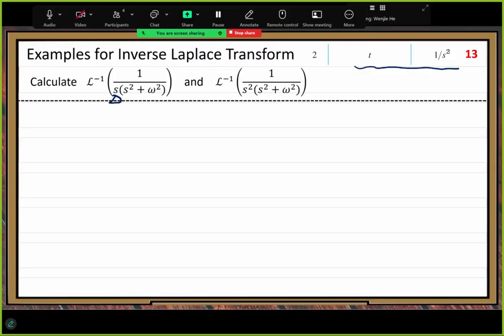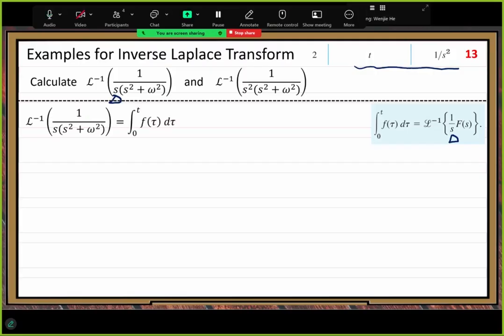Here we need to calculate these two. But when you have that division by s, you can connect to the previous formula. You can see this is 1 over s. So you need to find a capital F, capital F of s. This part is F of s. Because F of s is known, can you find the little f?